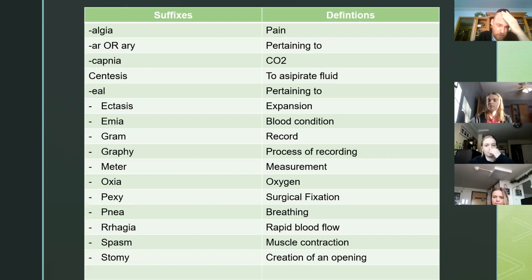Okay, pexi, surgical fixation. We'll talk about that when we get to the urology section, as well as the reproductive section. We're going to talk about that stuff specifically. Okay, apnea, pneumo. Okay, breathing. Okay, we know about rrhea. But what about rrhagia, hemorrhagia?